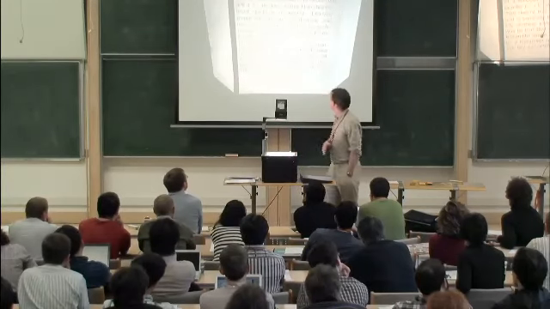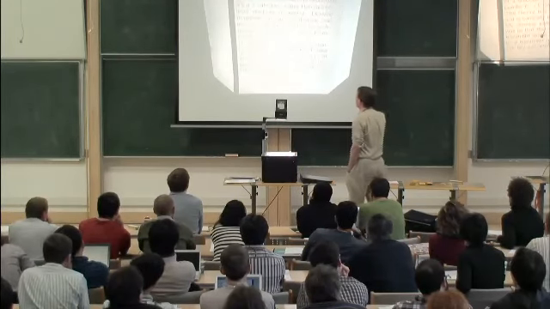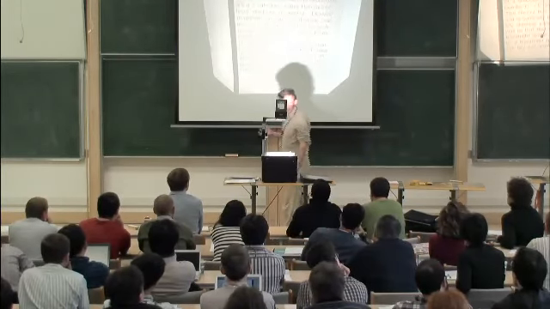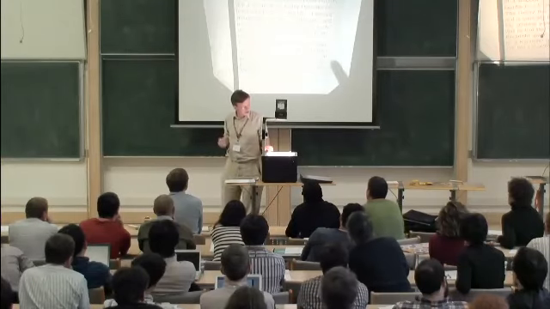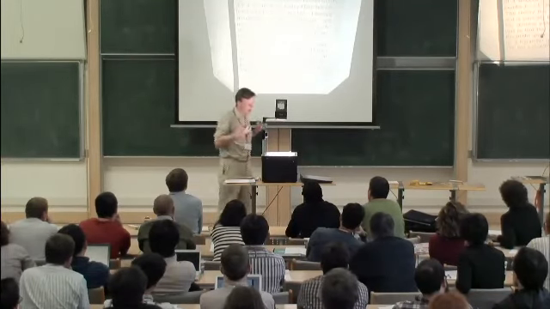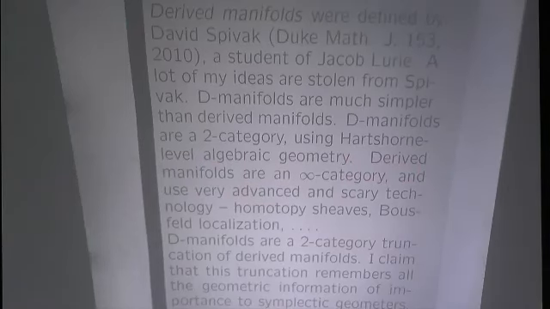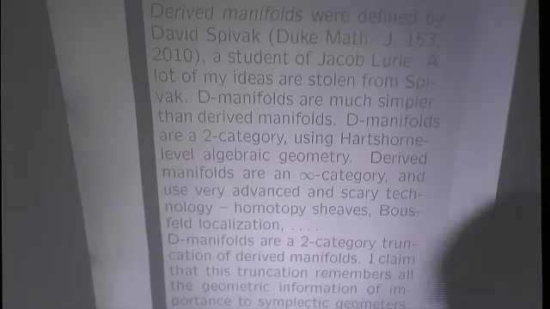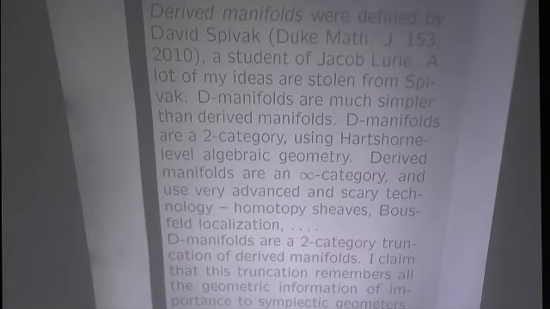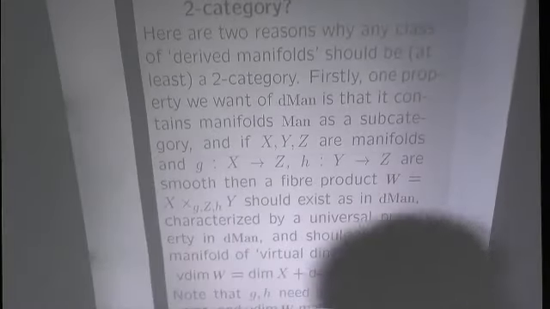So D-manifolds, I think, are a two-category truncation of derived manifolds. And I claim that this truncation remembers all of the geometric information which you need to know if you're a real person like a symplectic geometer. In particular, it retains all of the geometric information you need to form things like virtual cycles and do counting invariants or Lagrangian Floer cohomology and so on.